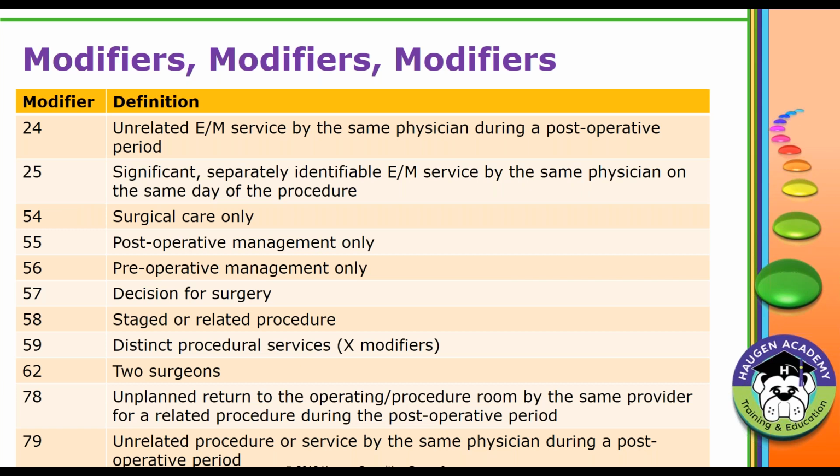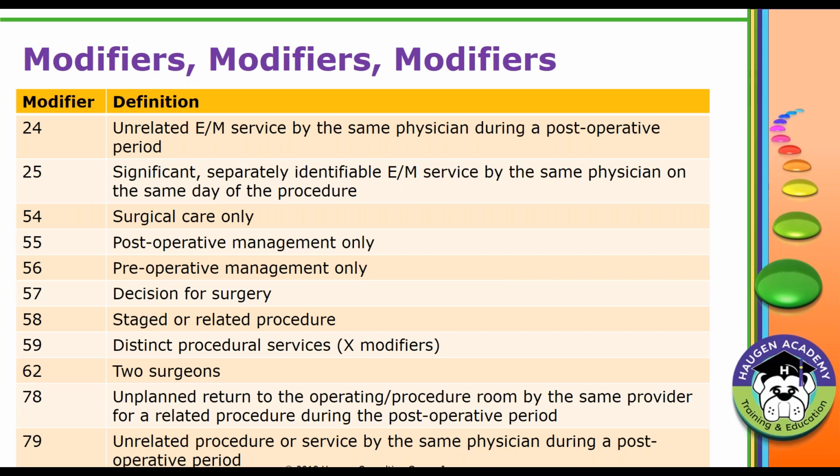2 surgeons. This is generally where the 2 surgeons are of a different specialty. So it could be like a general surgeon doing an approach or a cut down, and then an interventional radiologist doing a procedure in the heart. That might be a good example for 62 modifier.